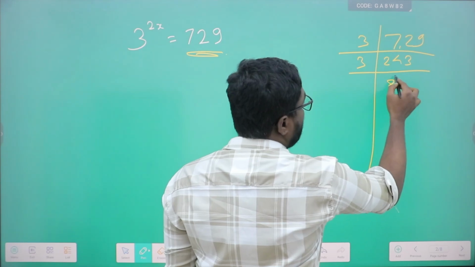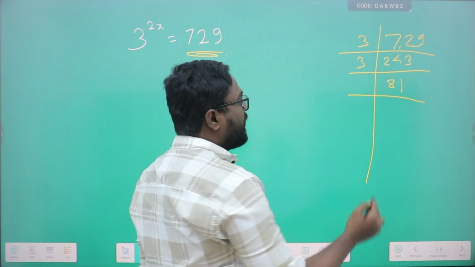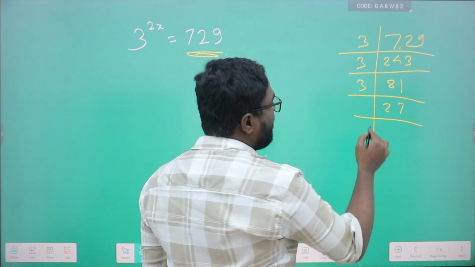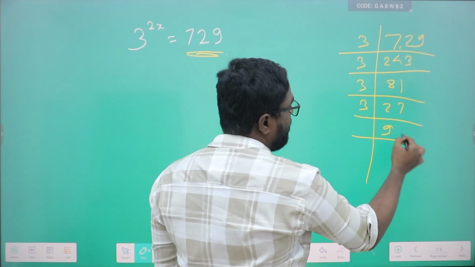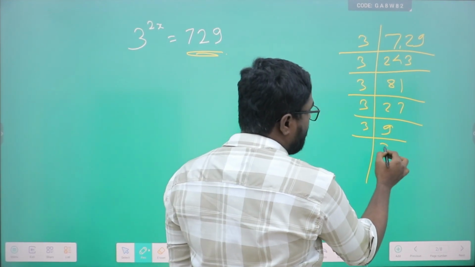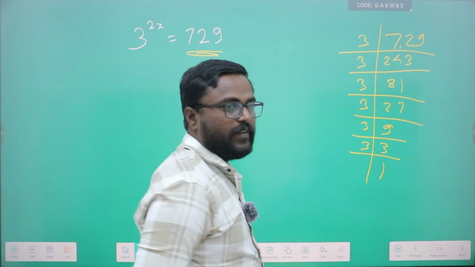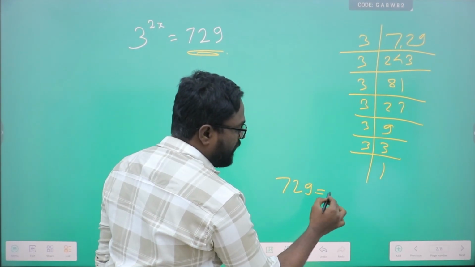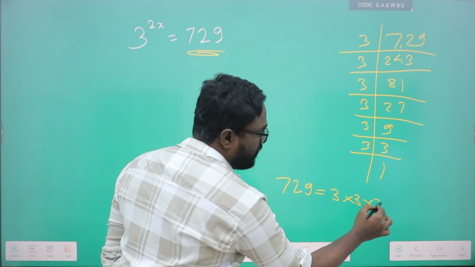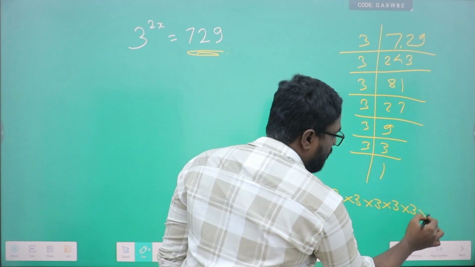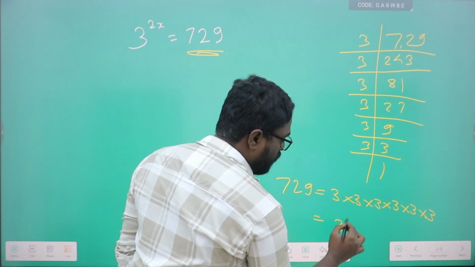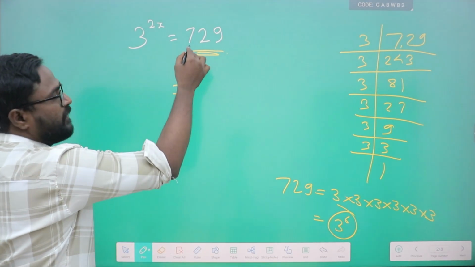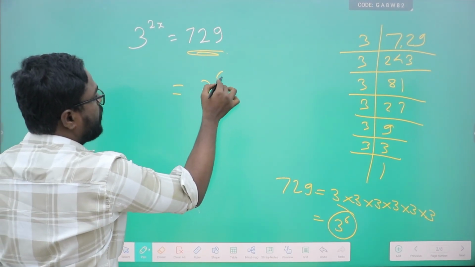So what do we have? 81. Divide 81 by 3. What do we have? 27. Divide 27 by 3. What do we have? 9. Divide 9 by 3. What do we have? 3. Then 1. So what do I get? 729 equals 3 times 3 times 3 times 3 times 3 times 3, which is nothing but 3 to the power 6. So I'll just write it over here: 729 is nothing but 3 to the power 6.